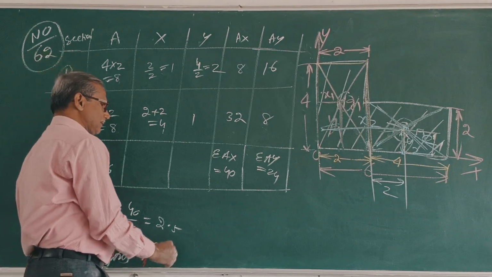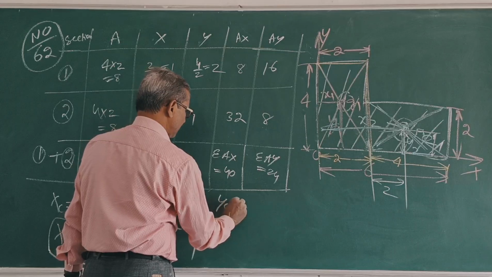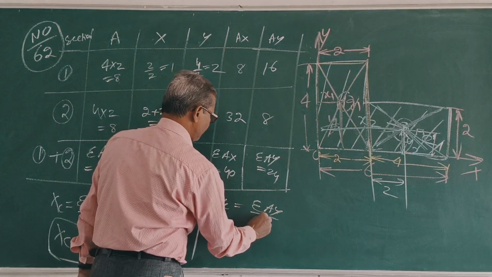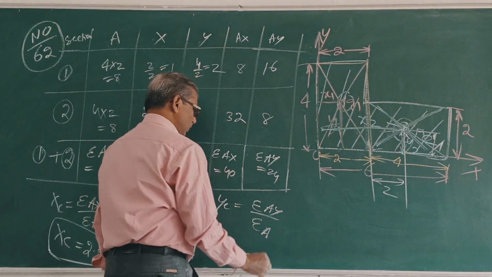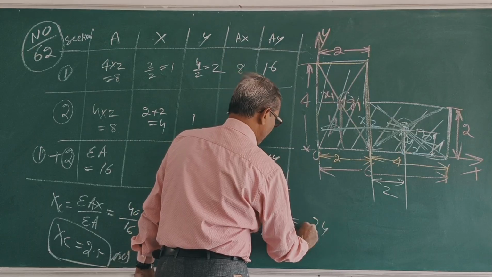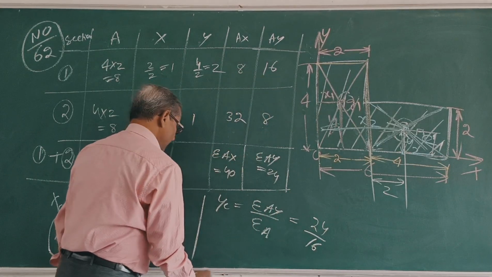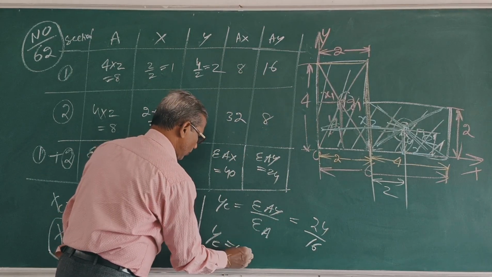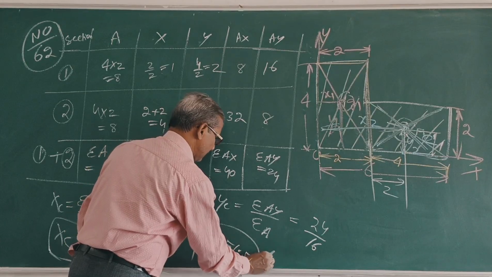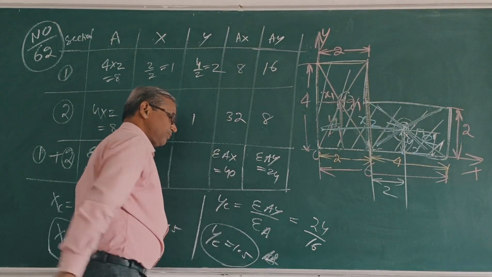YC. What is YC? Sigma Y by sigma A. What is sigma Y? 24 by 16. What is YC is equal to? 1.5. This is answer. Clear?